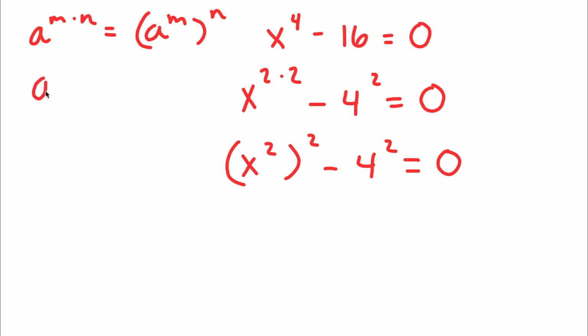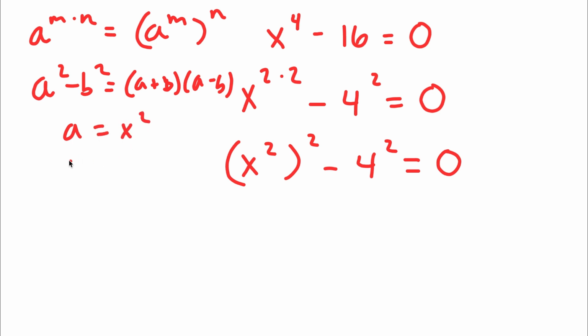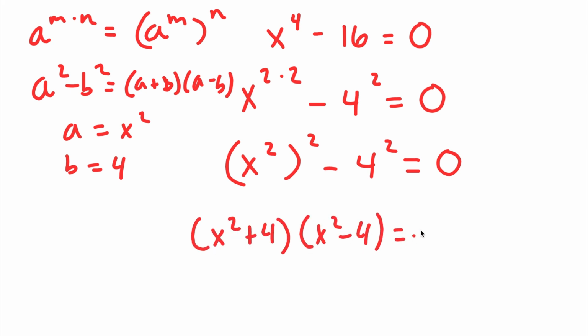Now, if I have something in the form a squared minus b squared, this is equal to a plus b times a minus b. So in this case, a is equal to x to the power of 2, and b is equal to 4. So I have x to the power of 2 plus 4 times x to the power of 2 minus 4 is equal to 0.